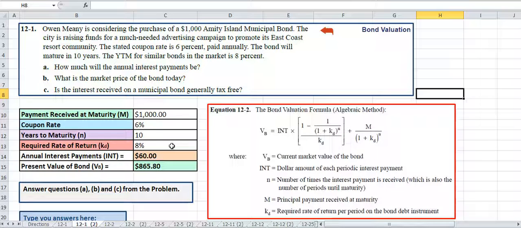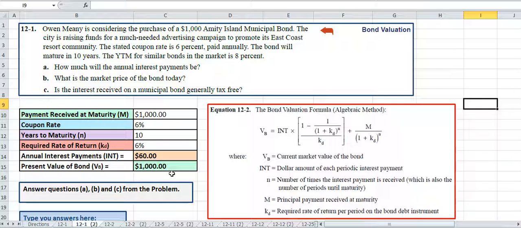We're going to assume that he could have taken his money and earned 8% somewhere else. And this bond only pays 6% over 10 years, so in order to compensate for the difference, the bond price is lower. Say, for example, the required rate in the market was the exact same as the coupon rate of the bond. If we just put that in, we'll see that the present value of the bond is exactly equal to what he's going to get paid in 10 years. So then the bond would just be very simple.